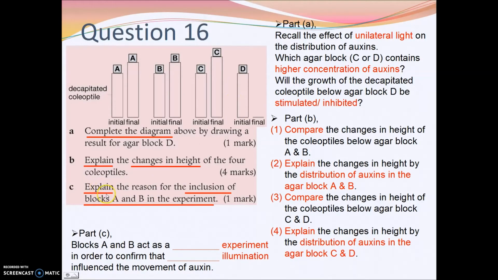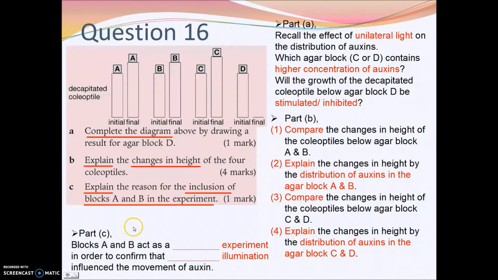And for part C, we need to explain the reason for the inclusion of the blocks A and B in the experiment. So for the setup A and B, why do we need to set up these 2 parts, but not just set up agar block C and D? For A and B, we know that by the uniform illumination, the agar block A and B will result in the same concentration of the auxin, because there will not be an uneven distribution of auxin.